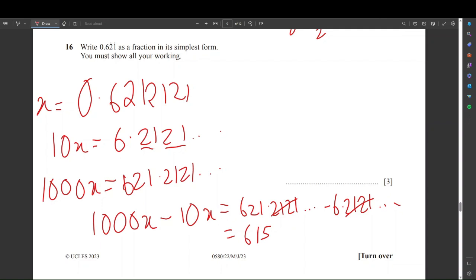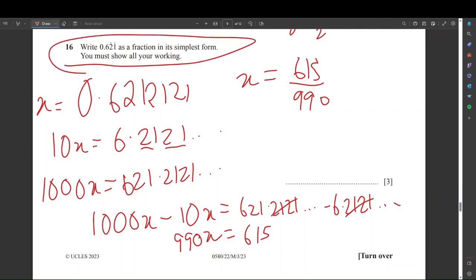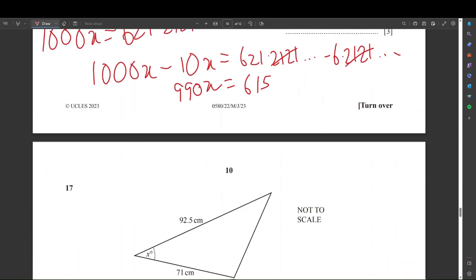And 1000 minus 10, as we know, is 990. So we got 990x is equal to 615. So x is equal to 615 by 990. And I'm just going to check that on my calculator, and I get 0.621212121, which is what we needed over here. So the answer is 615 by 990.